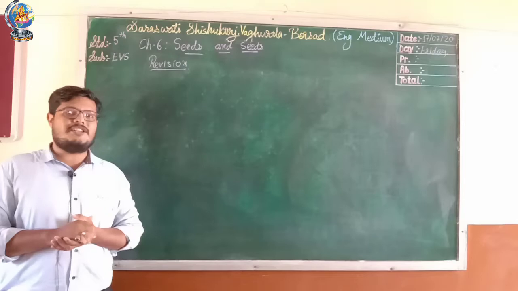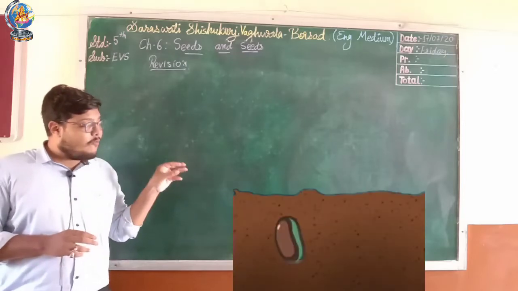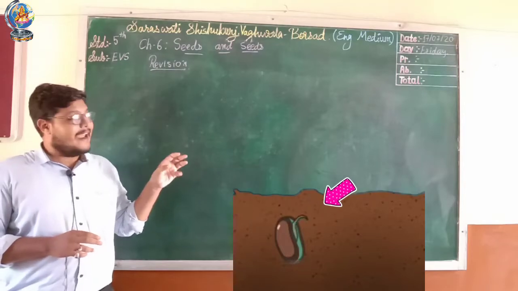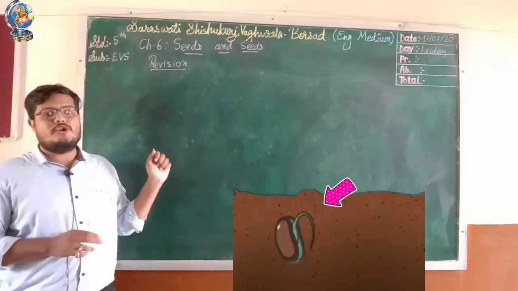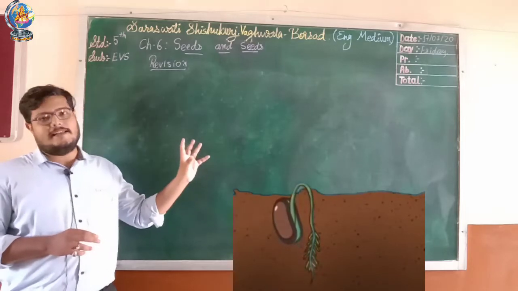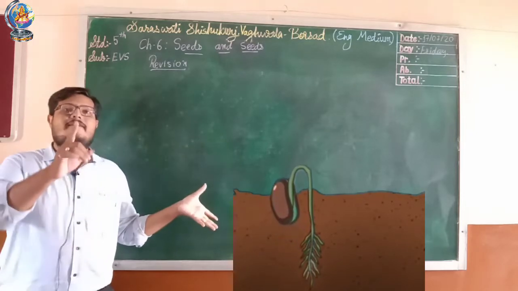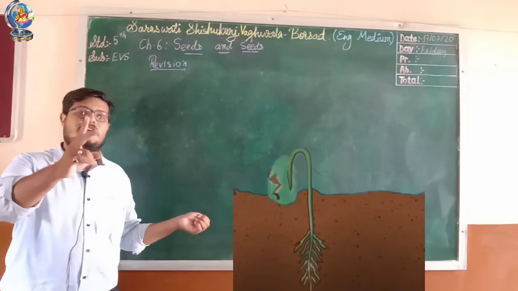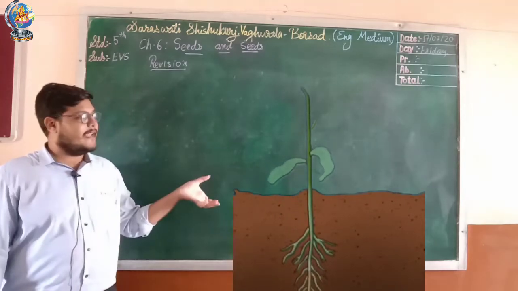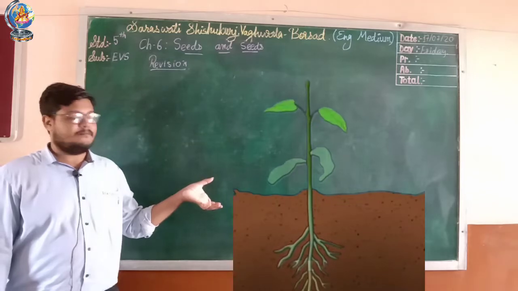In seed germination we learn how the first primary root will appear, that is your radicle, and after that your shoot will appear, right? And after that it will grow in size. But this all happens only when your seed gets water, air, warmth and proper place to grow, then and then it will happen, right?